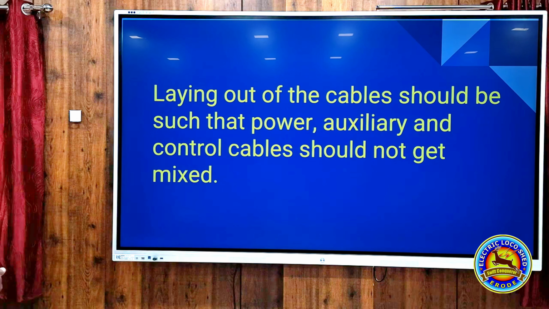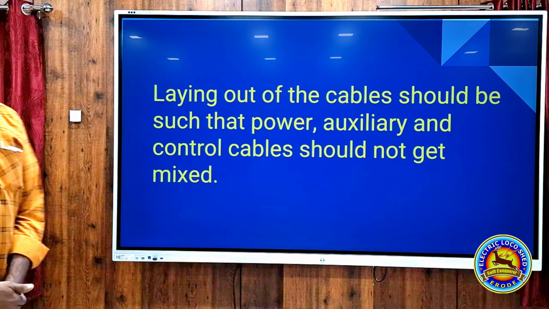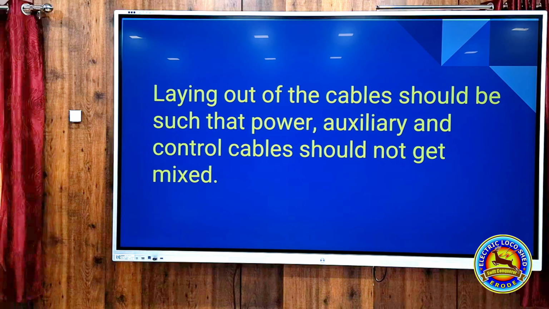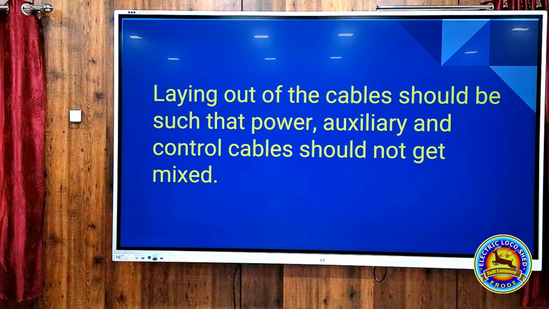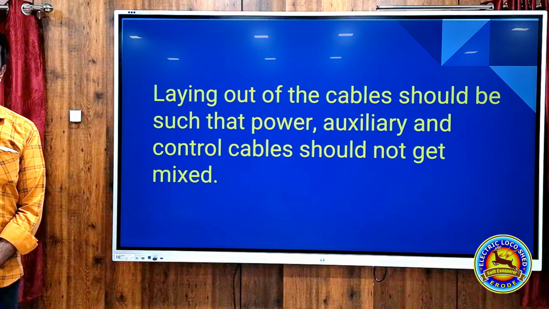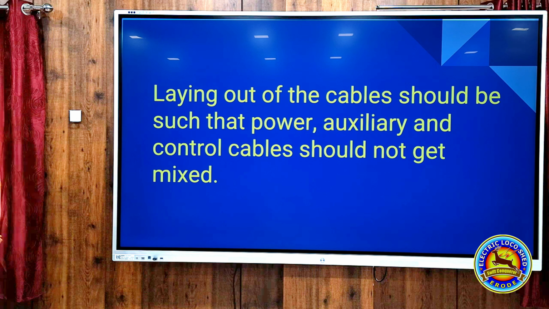Laying out of the cable should be such that the power, auxiliary and control cables do not get mixed. That is, we have to provide separate cabling for power cables and control cables. In that, auxiliary cables will also come, that is cables to MEMT, MPH, MVSI, etc. All are 415-volt cables that we have to lay separately in the cable trench, and they should not get bunched with the control cable, which carries 110-volt DC.